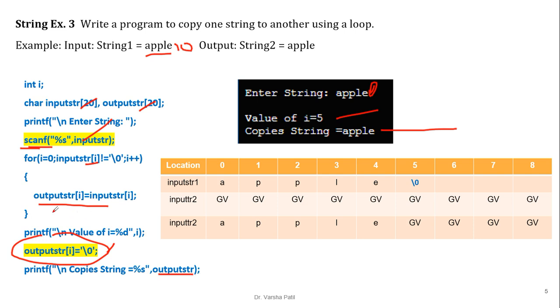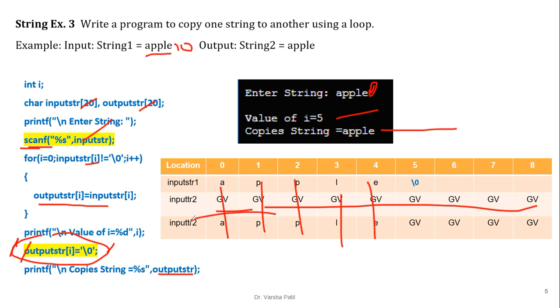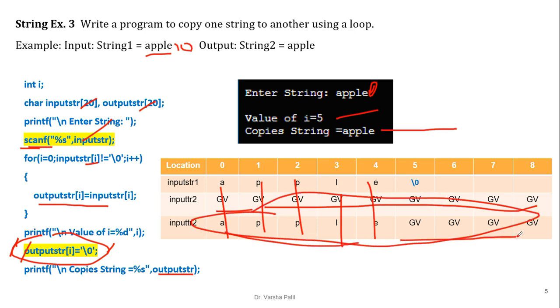So when you try this program, just comment out this line and see the output. You can see some garbage characters are there. So this is nothing but garbage value. Initially all garbage values are there, then we copy A, P, P, L, E, but here the null character is there, so we stop. But when you print the string, it will print all the actual characters plus the garbage values.